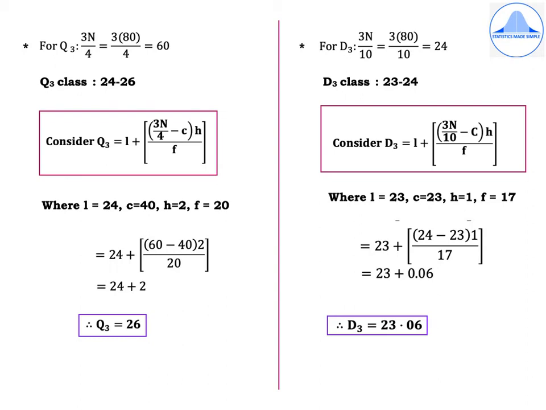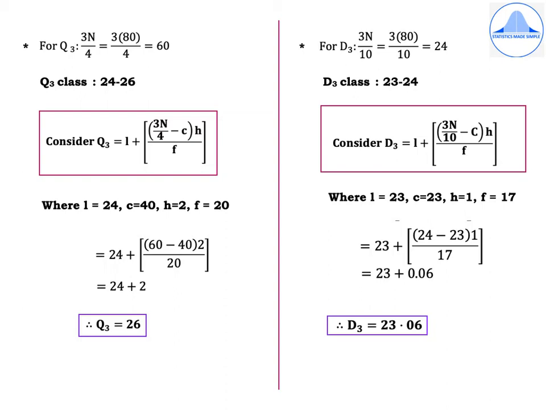Consider Q3 equal to L plus 3n by 4 minus C into H by F, where L is equal to 24, C is equal to 40, H is 2 and F is 20. Substituting, we get equal to 24 plus 60 minus 40 into 2 divided by 20, which is equal to 24 plus 2, or Q3 is equal to 26.